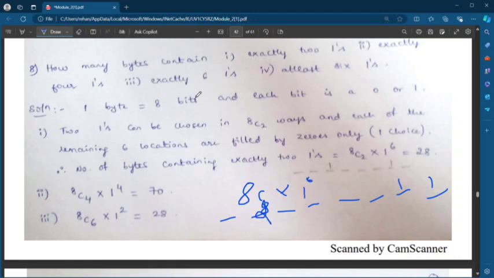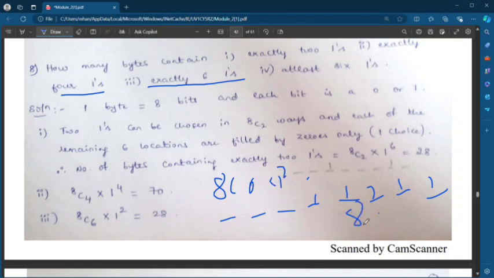Same way, exactly 6 ones. So instead of 2 positions, now 6 places are 1: 1, 2, 3, 4, 5, 6. So it will be 8C6 into 1 to the power of 2. Okay, exactly 6 done. Then exactly 4 ones. So instead of 8C6 into 1 power 2, here it is 8C4. Very simple, right?